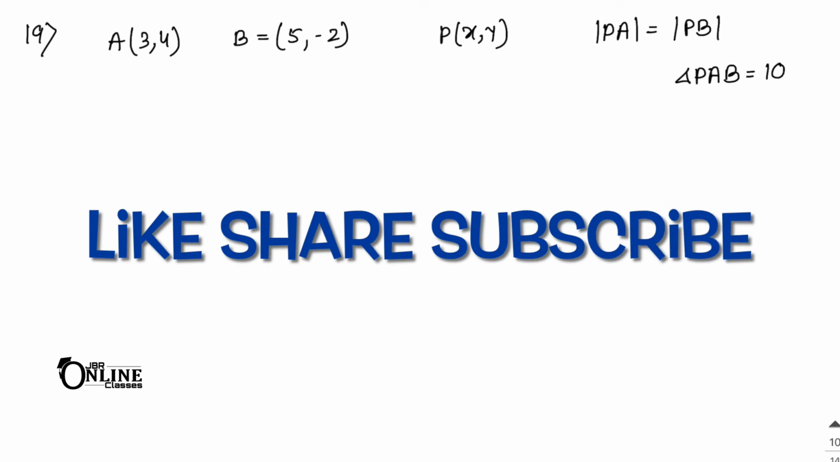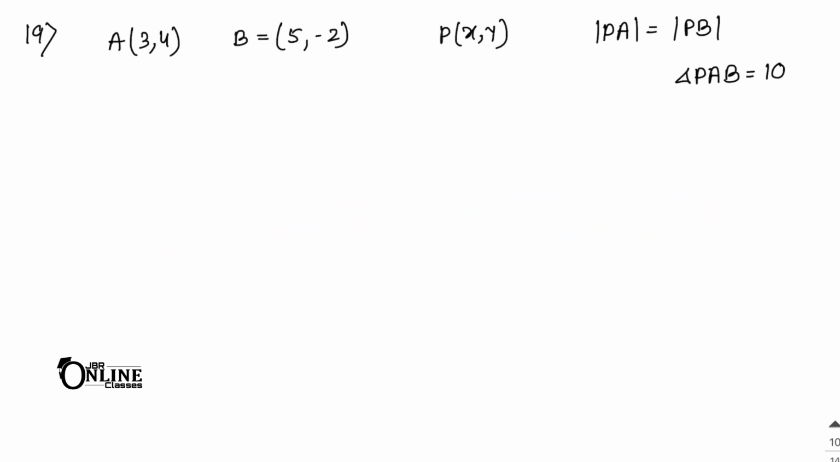Now next, sum number 19. Here A and B are 2 points, that is (3, 4) and (5, -2). Find the point P such that mod PA equals mod PB, and also the area of triangle PAB equals 10.